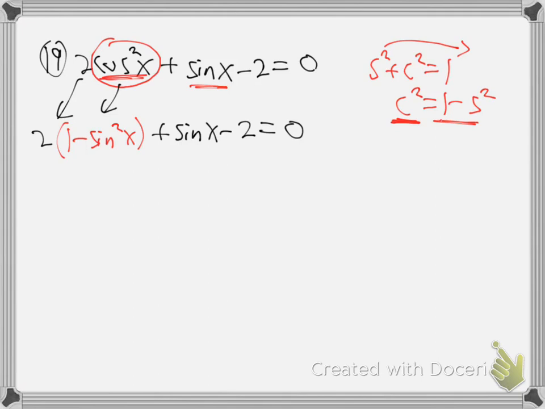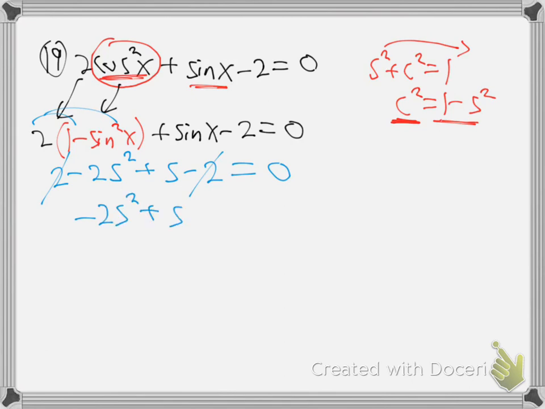So that's what we do when we have a mix of sines and cosines. We replace the squared piece. And that can go either way. You can replace cosine squared with 1 minus sine squared, or sine squared with 1 minus cosine squared. All right, now let's distribute. 2 minus 2 sine squared, because it's just all sine now. Time's running, so let me go quick. 2 minus 2 cancels. Minus 2 sine squared plus sine is 0.